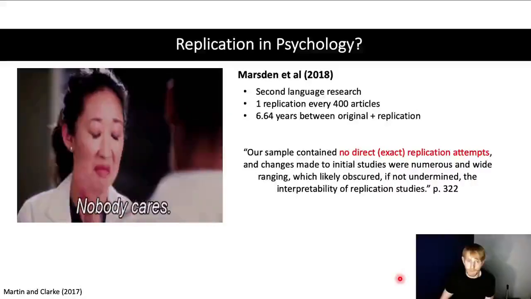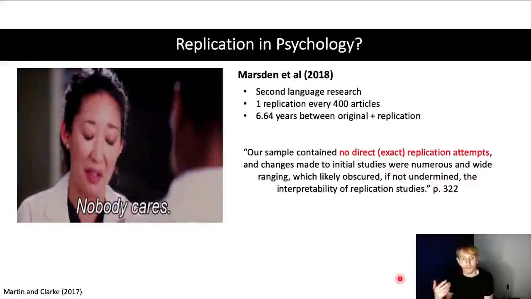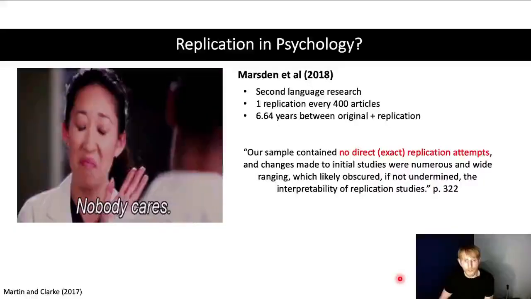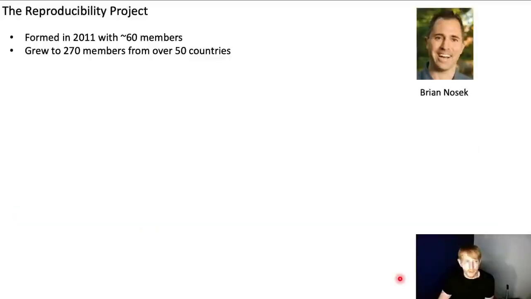Okay, so that's a history of psychology and bad news about how often replication has been incentivized, and you really can be forgiven for thinking that for a long time people just did not care about replication, even though simultaneously we knew how important it was for a thriving science. In 2011, this man, Brian Nosek, who's a big name in research methods and has had a massive impact on psychology, formed the Reproducibility Project, which started with 60 members and over time grew to 270 members from over 50 countries. Okay, so it was a huge project.